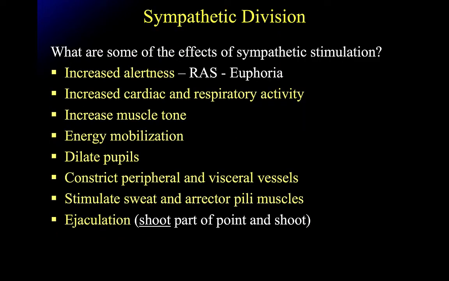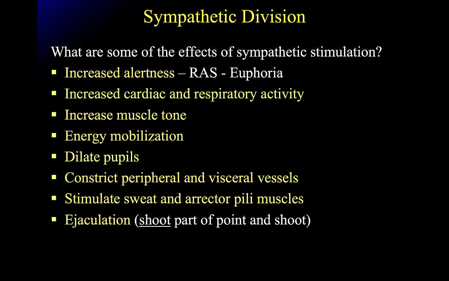So we want to think about these effects of the sympathetic division. We do get things like increased alertness through what we call the reticular activating system of our brain. This can produce some of the euphoria associated with things like thrill rides. It does increase cardiac and respiratory activity to be able to mobilize more oxygen. It increases our muscle tone. Again, if we're thinking about fighting or fleeing, we're going to need that. We get some energy mobilization so that along with the oxygen, we can fuel our muscles and brain. We dilate our pupils, allowing more light in.